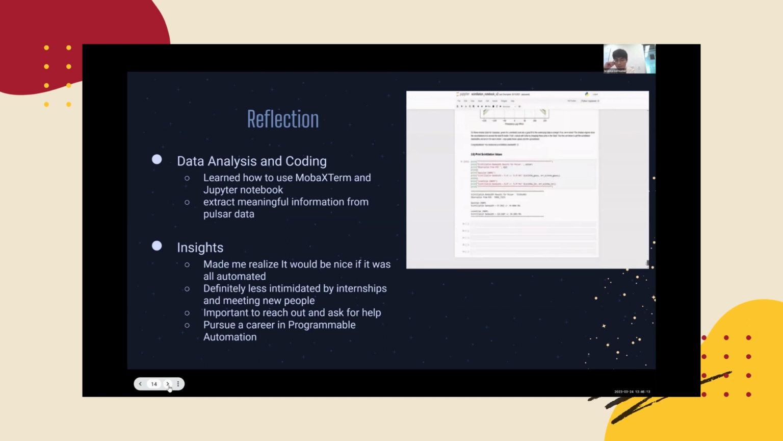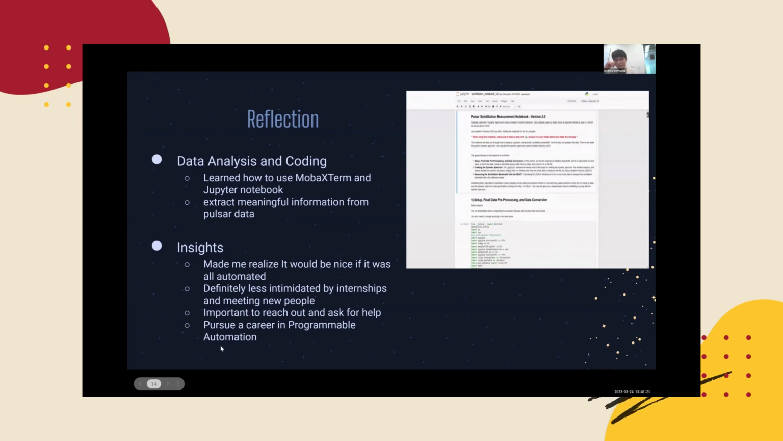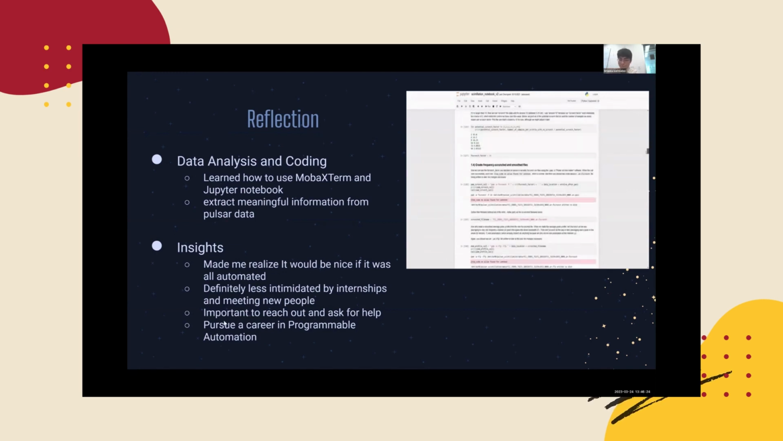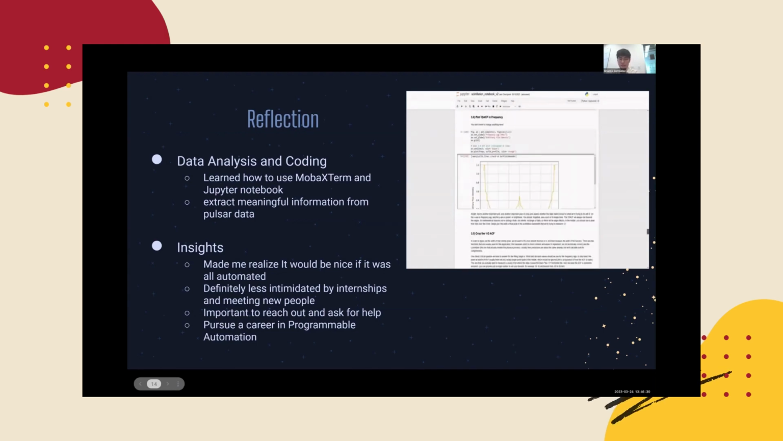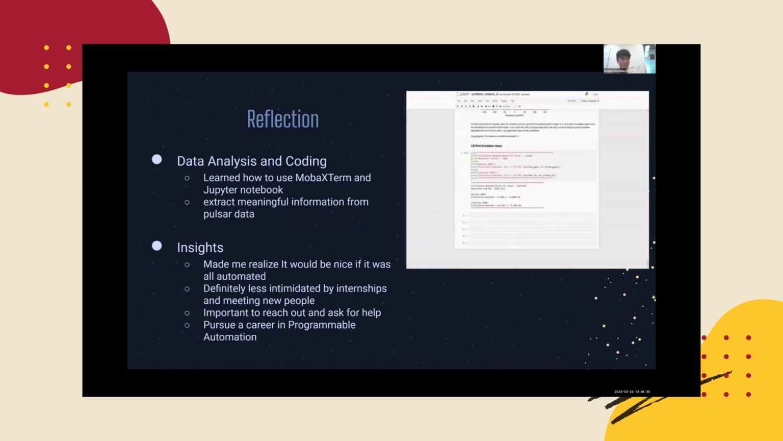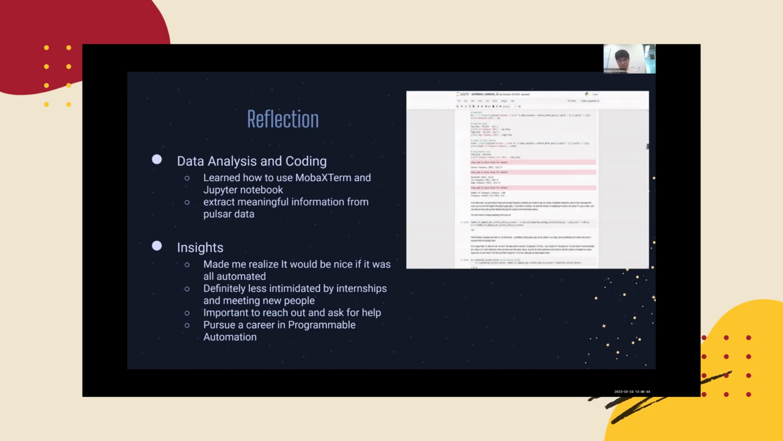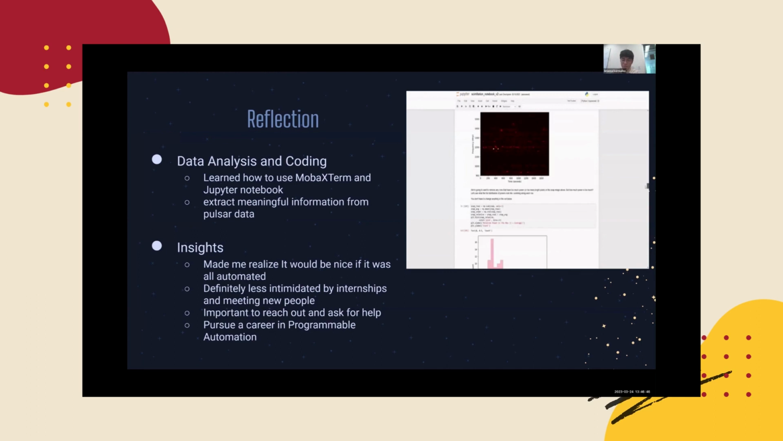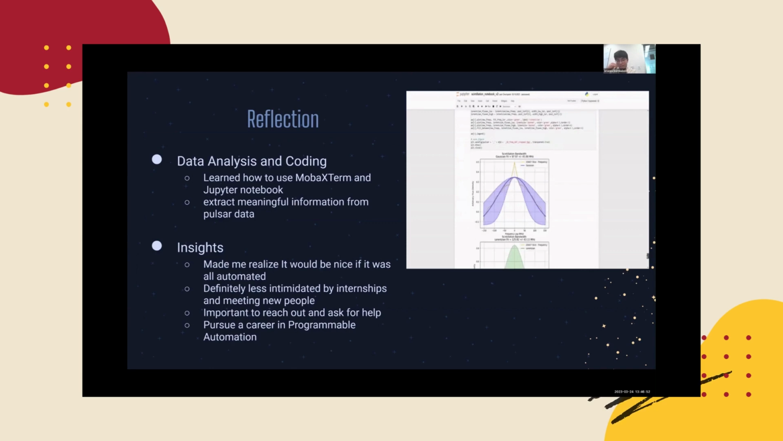Some insights I gained was a realization that it would be nice if everything was automated with one click of a button. And then you see on the top right, all the stuff we had to go through in the process. And I definitely was less intimidated by internships and meeting new people in general. I found it very important to reach out to my mentor and everyone else for help. It also made me realize I'd like to pursue a career in programmable automation to automate and streamline everything, like on the top right, to make it like one click of a button, to simplify it and make it less of a headache for everyone.